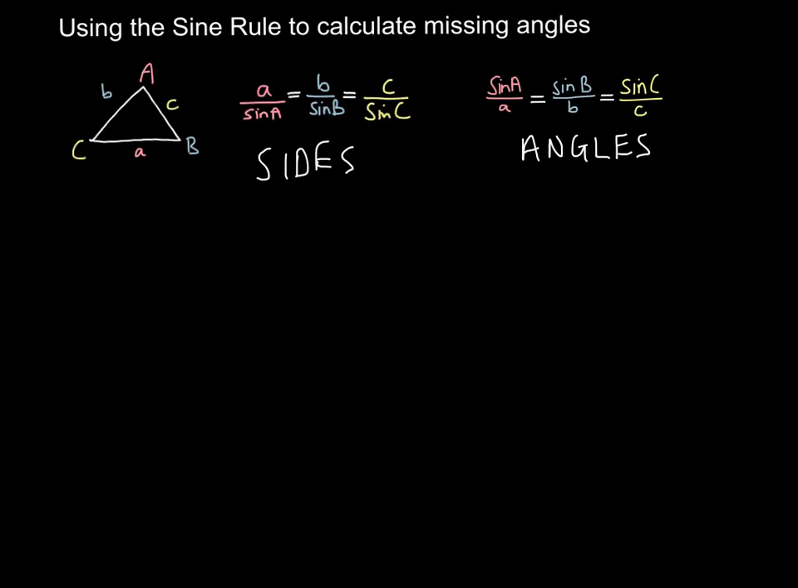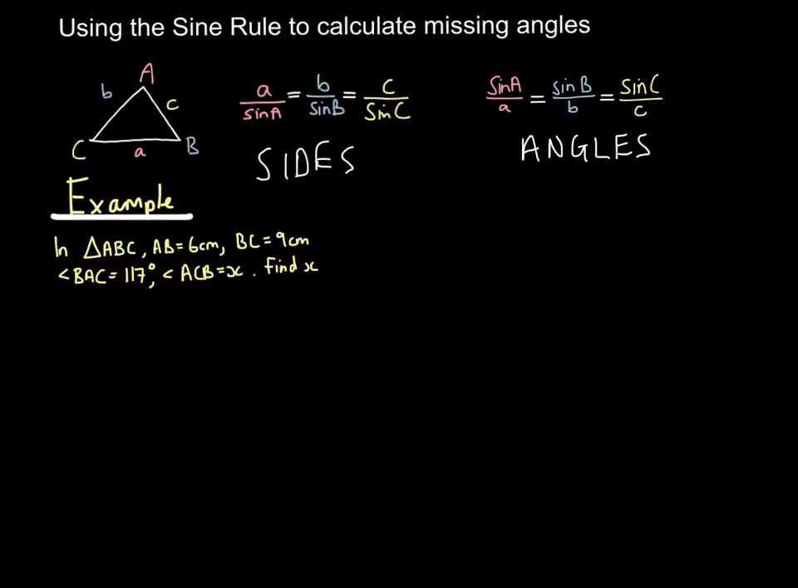Alright, so let's get an example up. This is from the exercise in the core book. In triangle ABC, side AB is 6 centimeters, BC is 9 centimeters, and angle BAC is 117 degrees. And angle ACB is equal to x, and we want to find x. I'll give you more about what those angle things mean in a second.